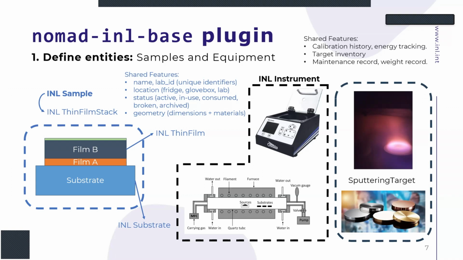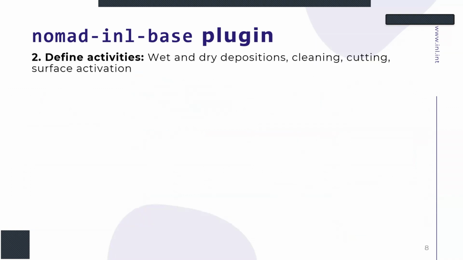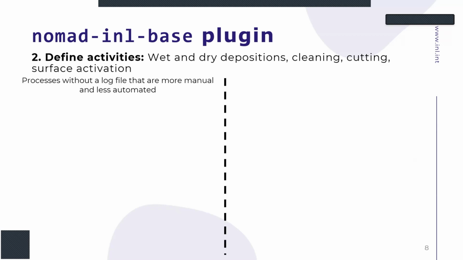Now that we have the entities set up, we do activities with the entities. Most of the activities are depositions. We deposit a film on top of another, but we also need to clean substrates, cut some material, and activate the surface. So we had to define these activities. We define them based on two different things. The first one is more manual activities, where we don't have a log file and it's not really automated. So it's basically we do it with our hands.